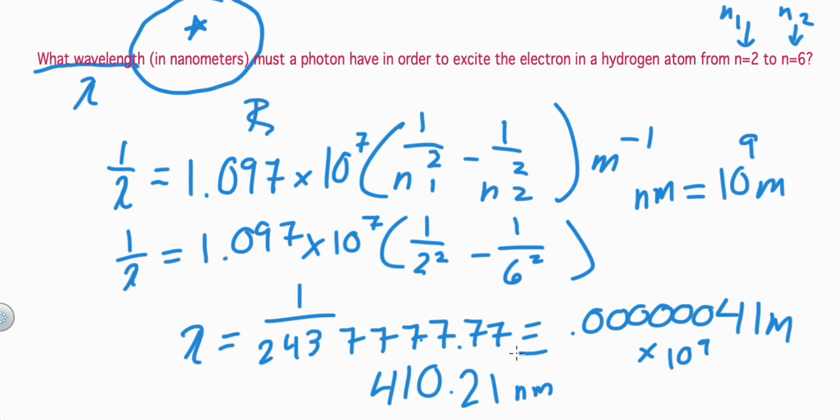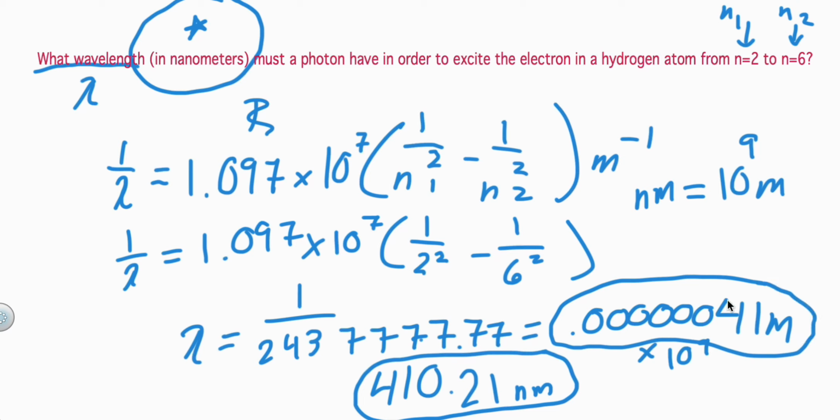nanometers. Because wavelength is typically less than... normally they're around 200 to 700, and they're always in nanometers. So this is something I'm happy with. I'm sure this will be an answer. I'm sure this will also be an answer.